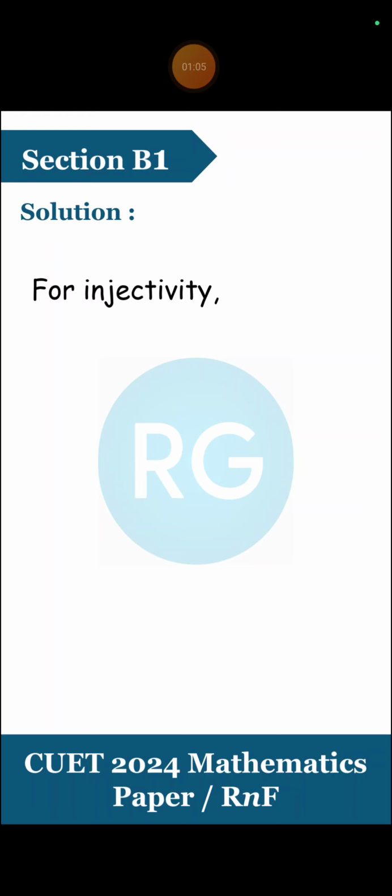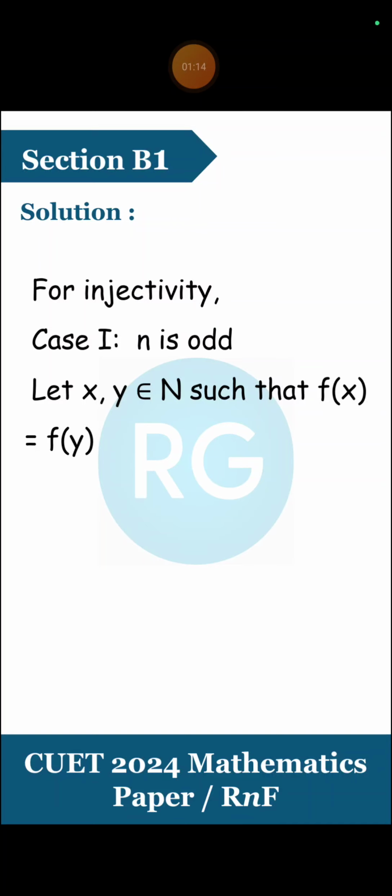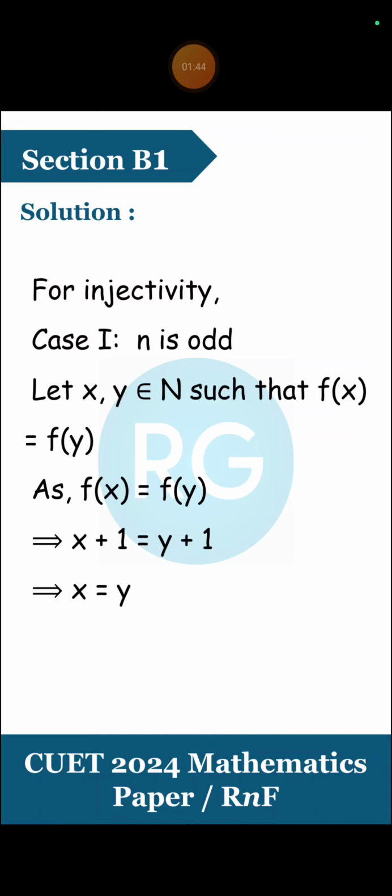Now, for finding out the injectivity of any function, since there are two cases, I'll be taking one case at a time. First case, I'll say that n is odd. I'm taking x and y as two natural numbers, right? If I start with f(x) equals f(y) and finally land with x equals y, then I'll say that the function is injective. So f(x) equals f(y). We know that f(x) is x plus 1 and f(y) will be y plus 1. The 1 cancels out and I land with x equals y. So my function is injective.